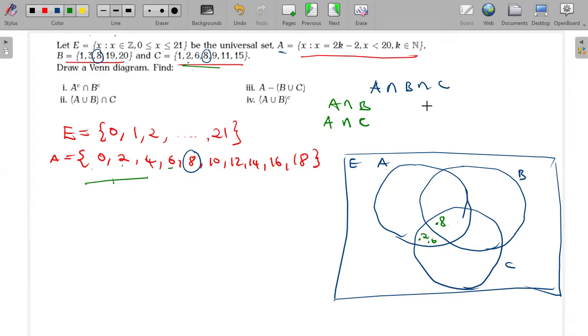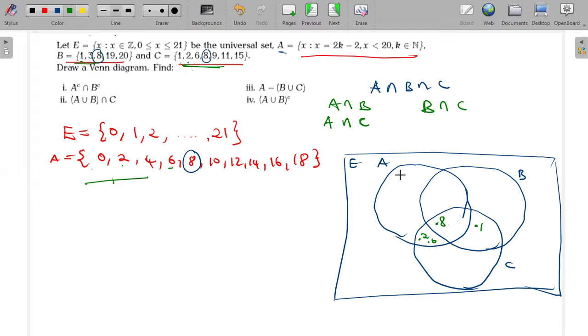Then you say B and C. So B there and your C. You see, look at what is common. So there's one there and there's one there. So here you say 1 is going to be there. Apart from that, 1 there, and then 8, we've already put it there. 19, no, it's not common. It's not in both of the sets. 20 is not in both. Okay, so that's all that is common.